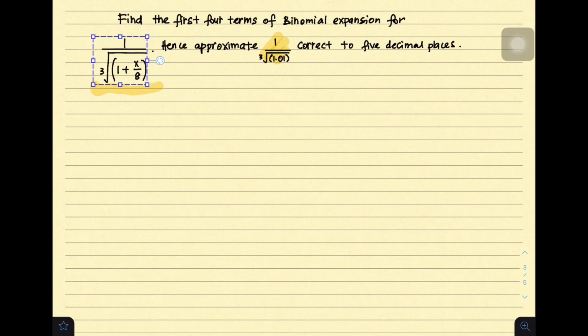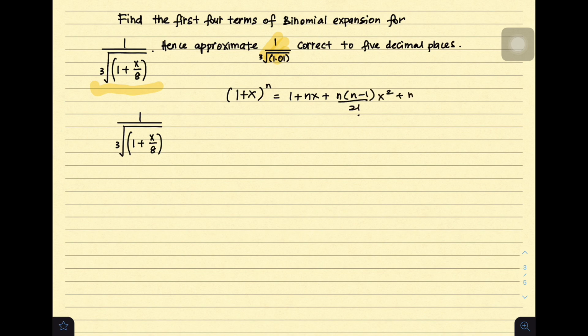This is the function. Okay, we know that to expand by using the binomial expansion, we need to make sure our function is in the form of 1 plus x to the power of n. Baru kita boleh guna binomial expansion: 1 plus nx plus n(n minus 1) over 2 factorial x square plus n(n minus 1)(n minus 2) over 3 factorial x cube plus dot dot. Okay, yang penting dia mesti dalam bentuk yang macam ni dulu, baru kita boleh guna this expansion. Okay, so sekarang kita cuba untuk susun supaya kita dapat this type of function.